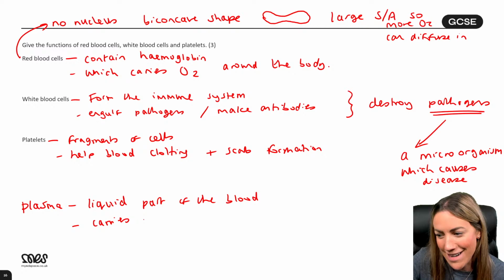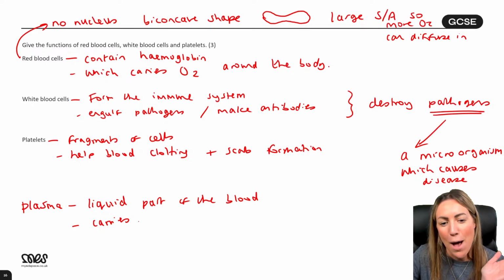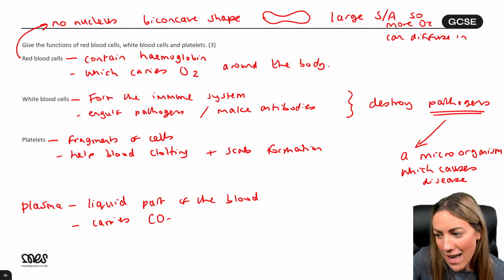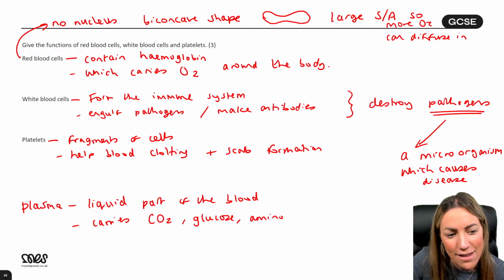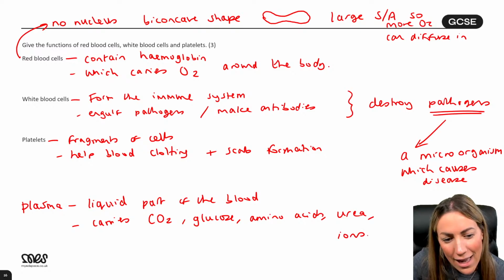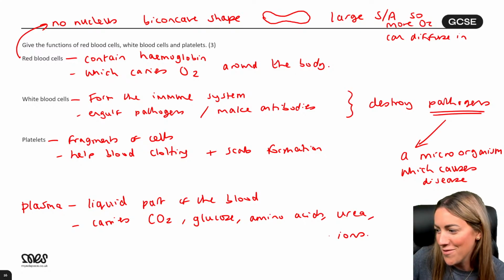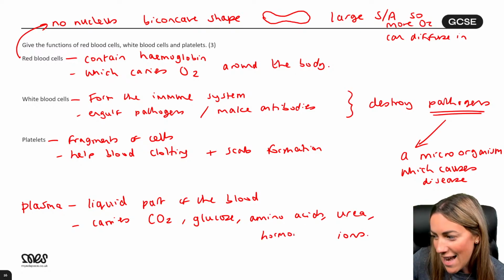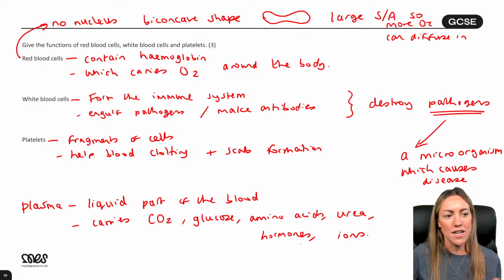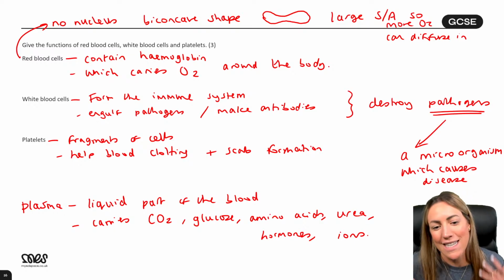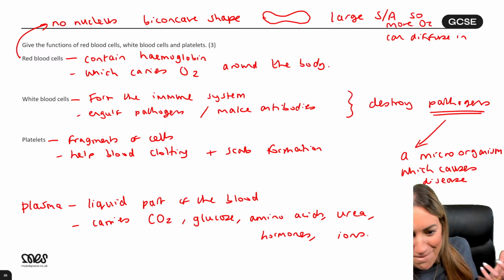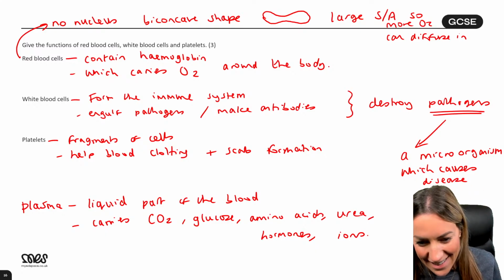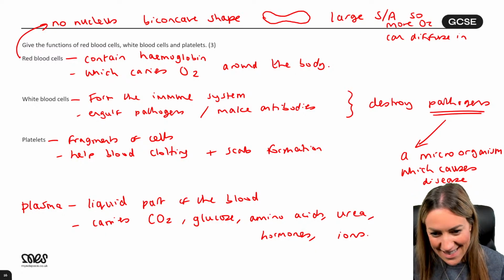Everything else, love that, Parry. It carries everything else apart from oxygen. So it carries CO2, it carries glucose, everything else. I love that. Amino acids, urea, ions, hormones. Yeah, so the red blood cells carry the oxygen. The plasma carries everything else that is transported around your body. Nice, yeah. Okay, perfect. Excellent.